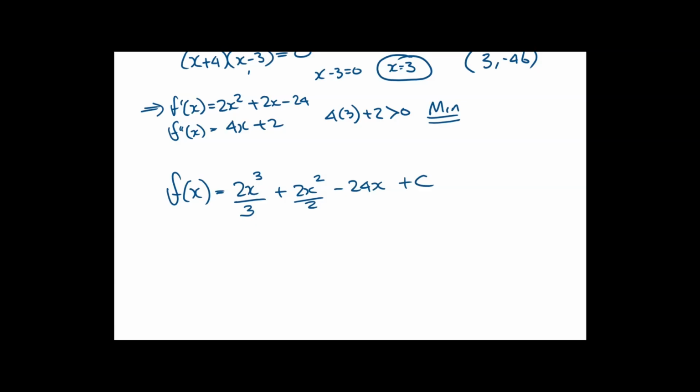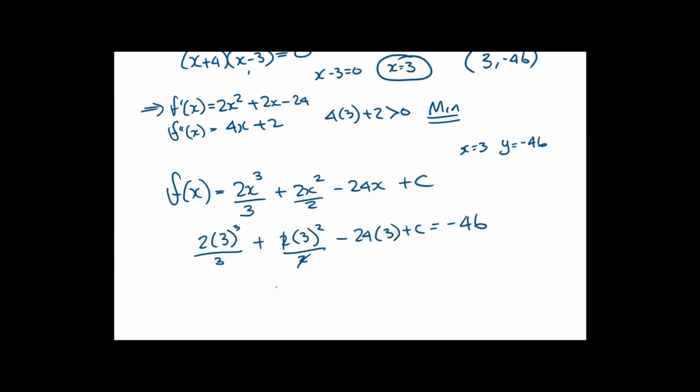So now we're trying to find c, but we know that when x equals 3, y equals negative 46. We know that point. So therefore, 2 times 3 cubed over 3 plus 2 times 3 squared over 2. I guess that's kind of redundant there. Minus 24 times 3 plus c equals negative 46.